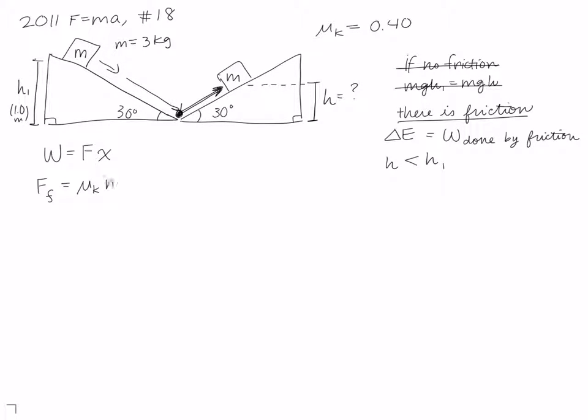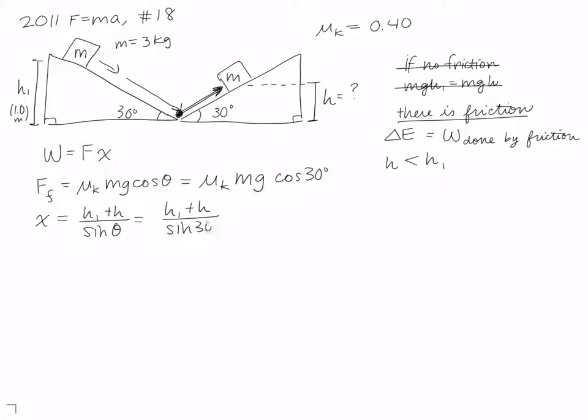So we found that our friction force is equal to mu k mg times cosine of theta, and that the distance across which it has been applied is (h1 plus h) over sine of theta, which is also 30 degrees. So if we plug in 30 degrees for theta, we have mu k times mg times cosine of 30 degrees, and this is (h1 plus h) over sine of 30 degrees.